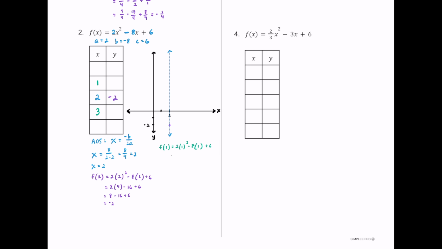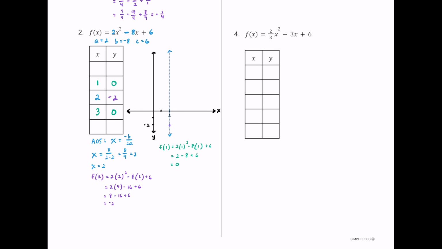All right. So what's 1 squared? That's 1, times 2 is 2. So we have 2 minus 8, because 8 times 1 is 8, and then plus 6. And so 2 minus 8 is -6, plus 6 is 0. So when x is 1, y would be 0, and that would be the same when x is 3: y would also be equal to 0. So try to be strategic with choosing your values, because it's going to make your life a little bit easier.